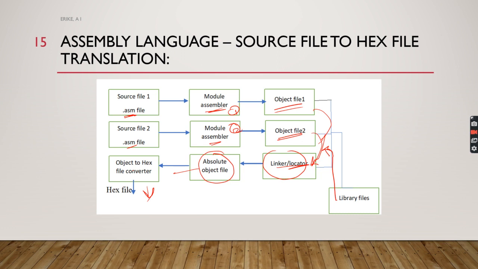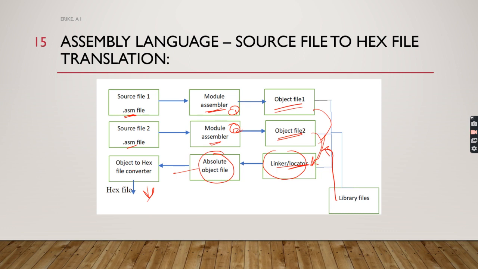Each source file can be assembled separately to examine the syntax errors and incorrect assembly instructions. Assembling each source file generates a corresponding object file, just like in the diagram that you're seeing. We have object file 1 and object file 2. The object file does not contain the absolute address of where the generated code needs to be placed. It doesn't contain the absolute address of the program memory. The software program called the linker or locator is responsible for assigning absolute addresses to object files during the linking process.